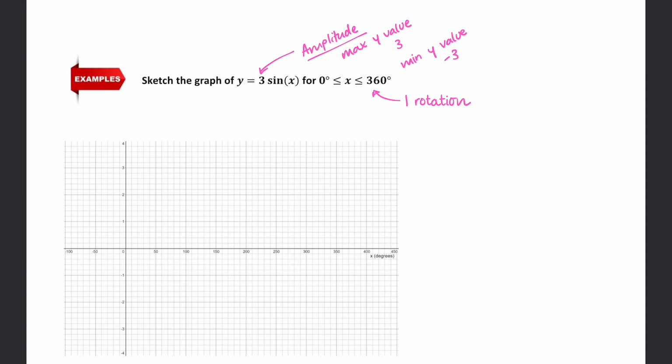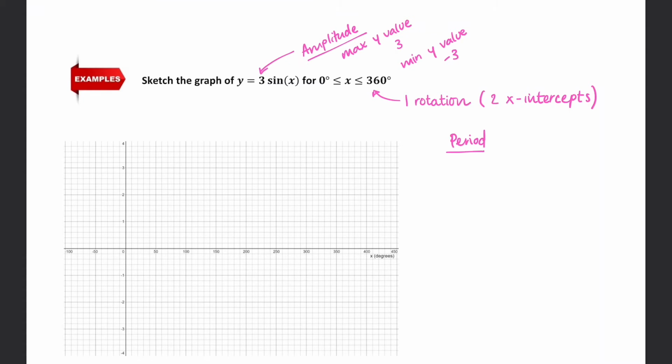And that's pretty much it. So we've got one full rotation, so we know with one rotation we're expecting 2 x-intercepts as well. And another thing we should probably do is actually work out our period. So that just tells us how many cycles are within our restricted domain.